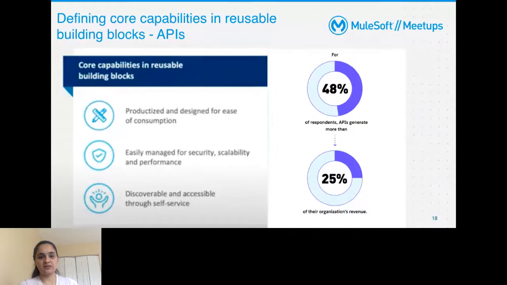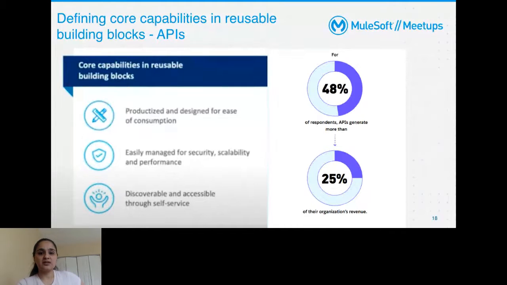Is the biggest playing the big role in making the whole enterprise a composable enterprise, and making the core capabilities reusable building blocks. Secondly, easily manage for security, scalability, and performance. As we all know, it's very easy to secure the APIs, make them more scalable, and scalability is definitely improved, and performance is definitely improved by 25% of their organization revenue. Performance of the systems is definitely efficient with the use of APIs, and reusable building blocks can be discoverable and accessible through self-service.